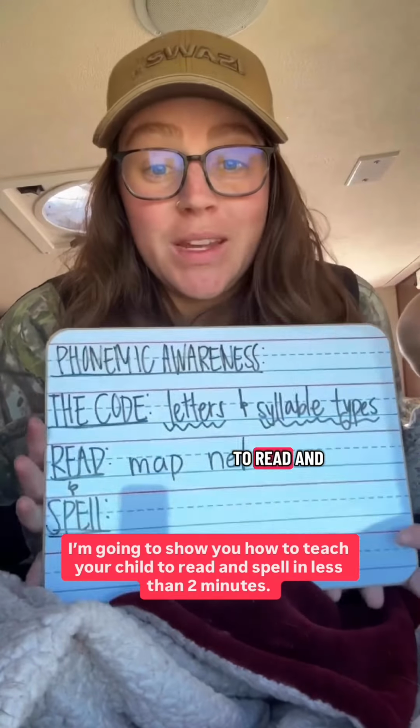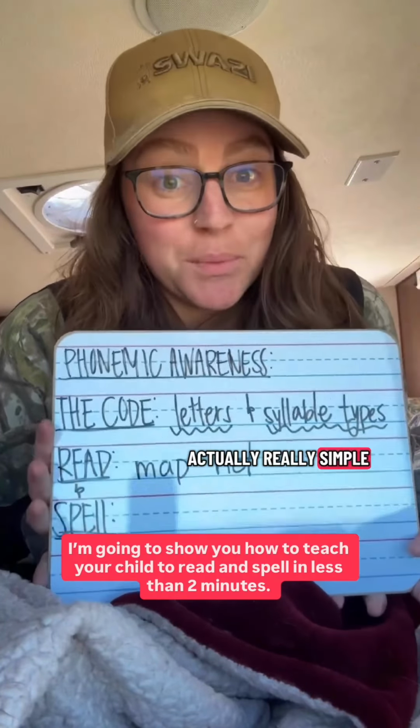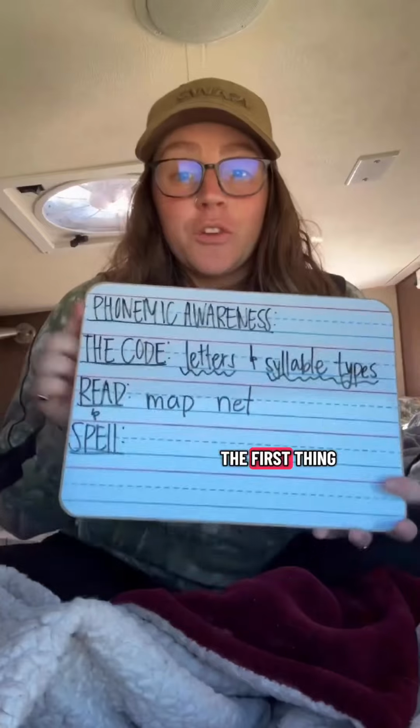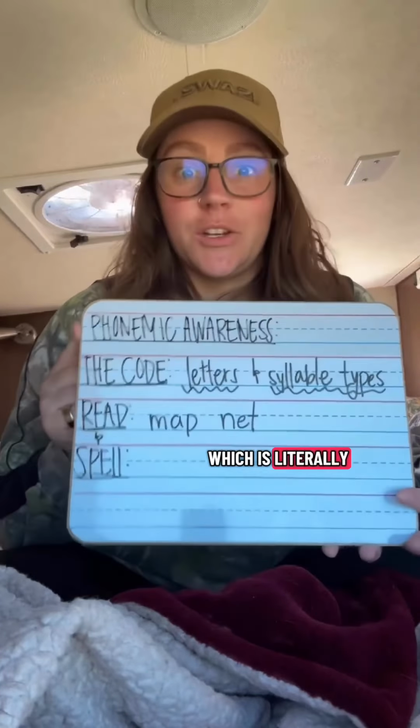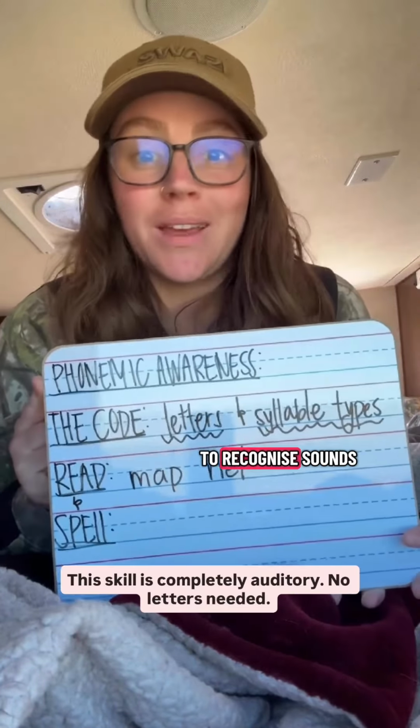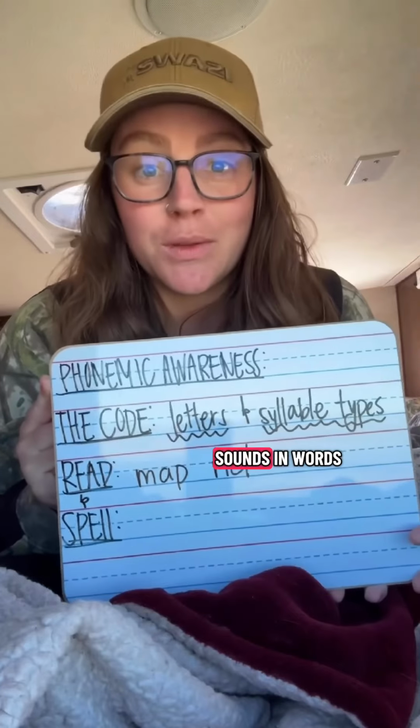Teaching a child to read and to spell is actually really simple, and I'm going to show you how. The first thing we're going to talk about is phonemic awareness, which is literally just the ability to recognize sounds in words and manipulate those sounds in words. If I was to say the sounds are "at," the child must be able to say that word would be mat. Or I might say, I have the word map.